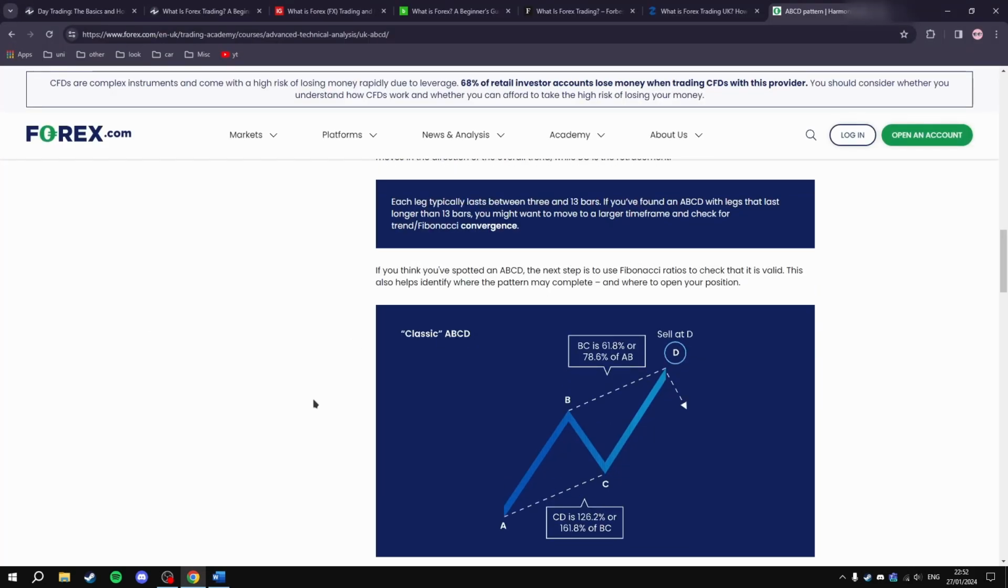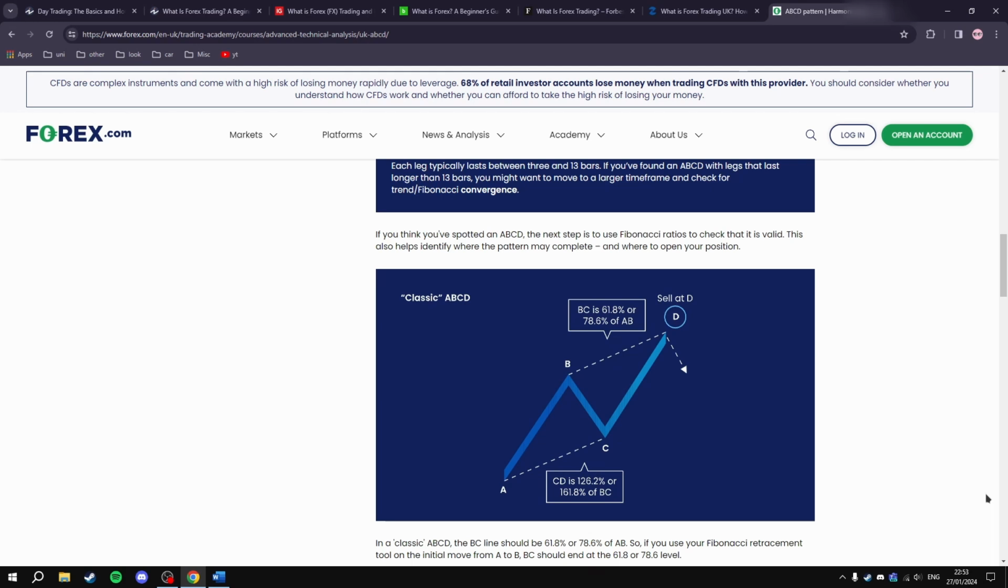If you think you've spotted an ABCD, the next step is to use Fibonacci ratios to check that it is valid. This also helps identify where the pattern may complete and where to open your position.